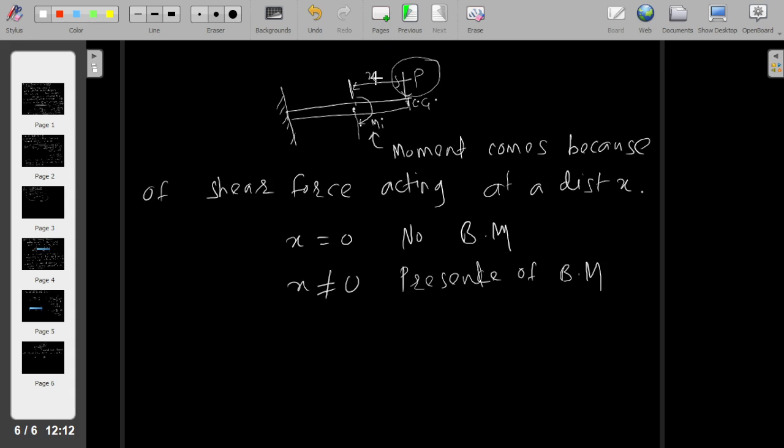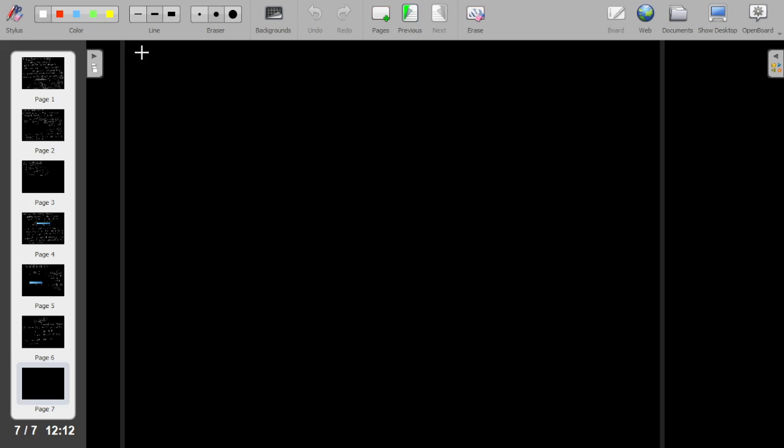Okay, now we need to see the relationship between this, how the shear force and bending moment and this load are related, right? Now we will see this relation, how they are related. In the next slide, next page, we will see the relation between load or load intensity. Why I call it load intensity instead of load, I will explain to you.